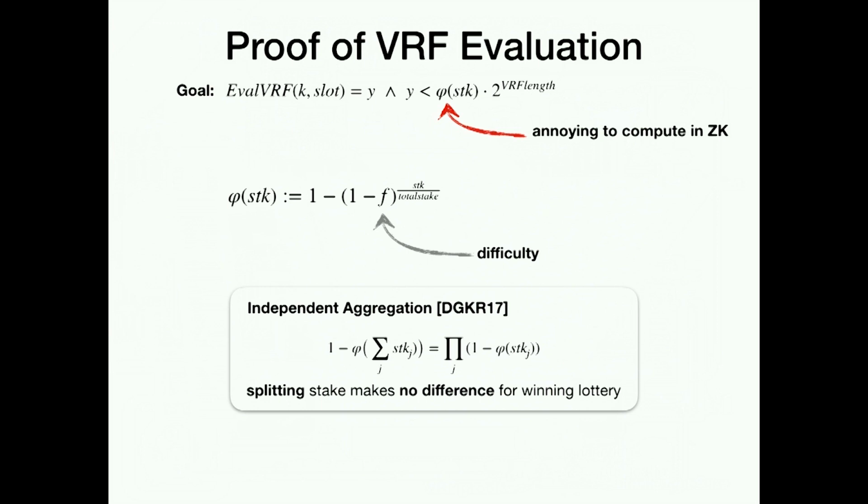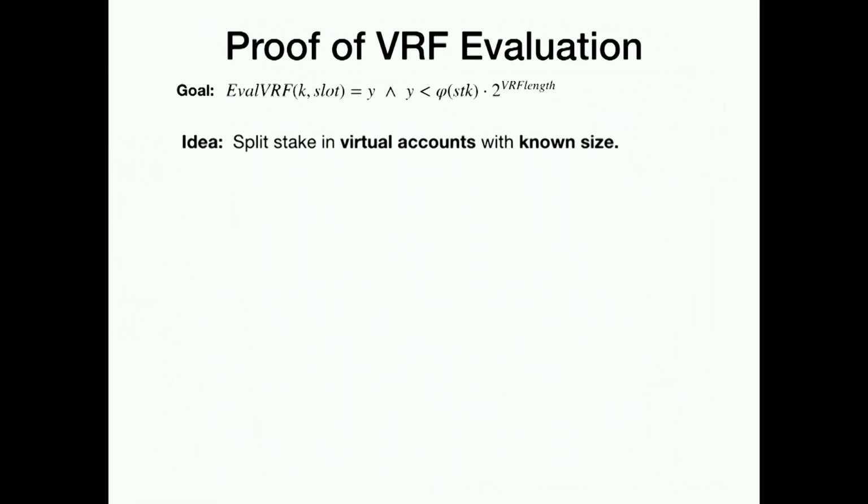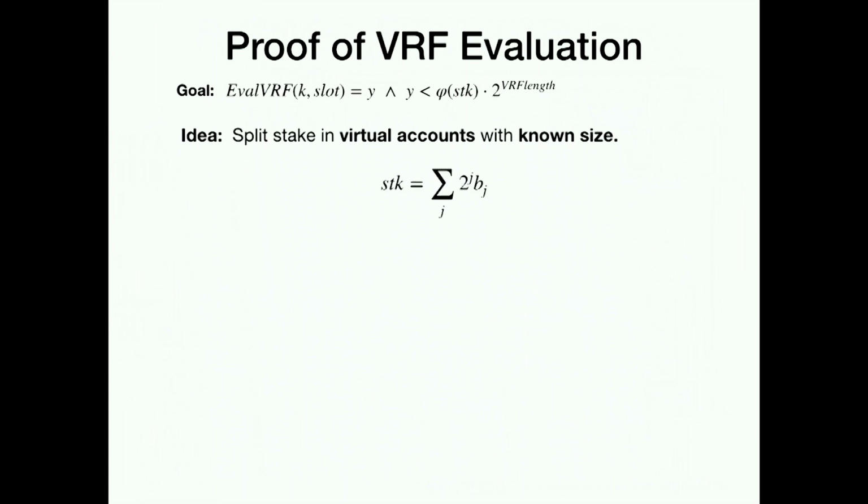And we can now use this to actually make virtual accounts in our proof. Instead of proving directly that my stake won, we split our stake into virtual accounts for the proof, where each of these virtual accounts has a known size. So this splitting is pretty simple.